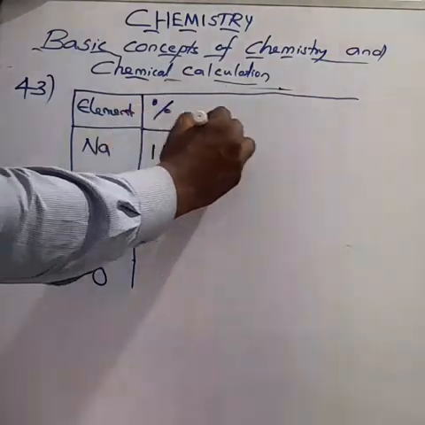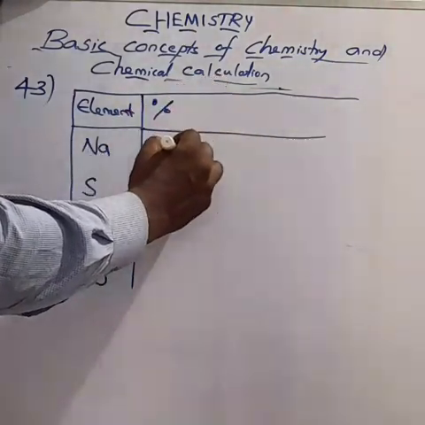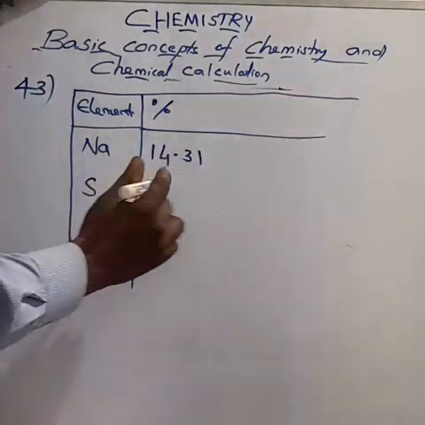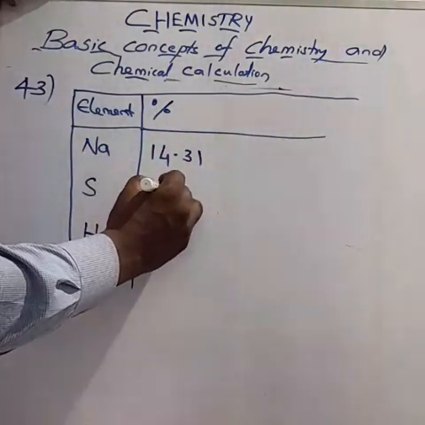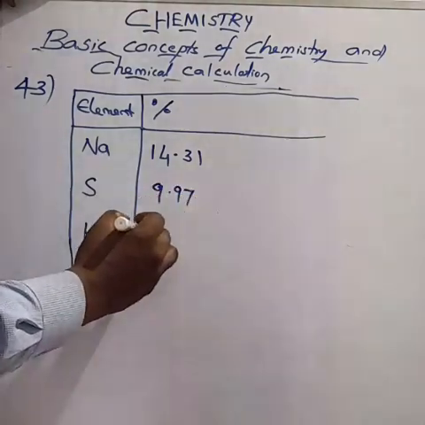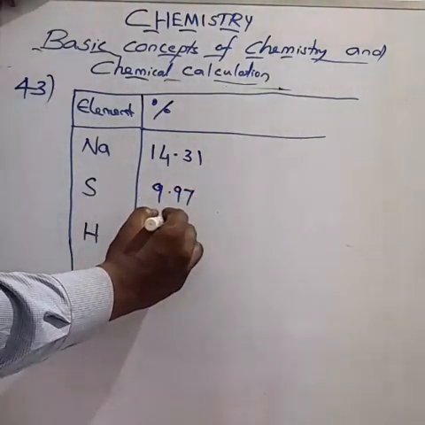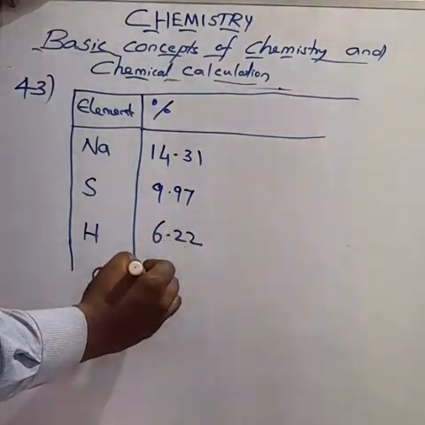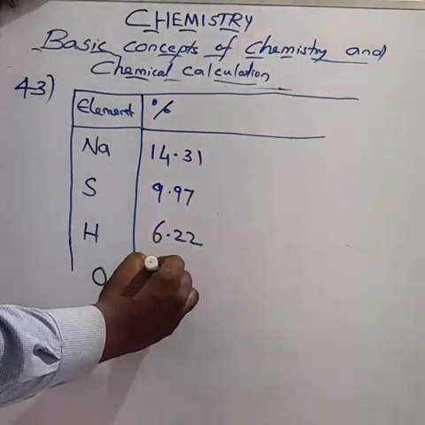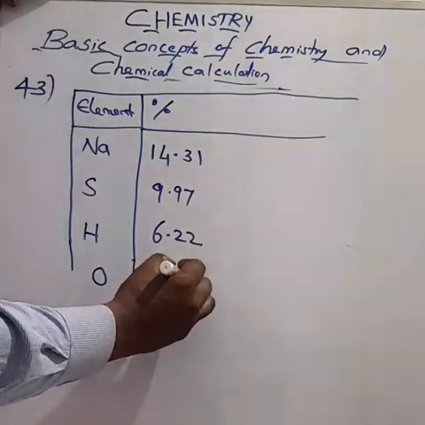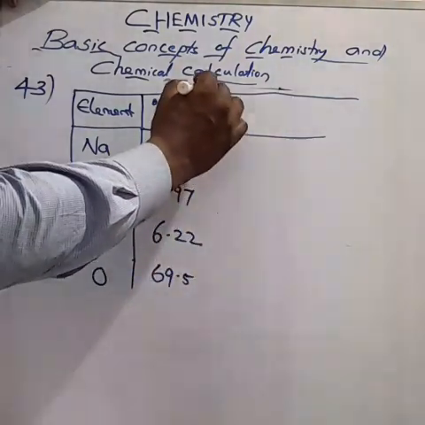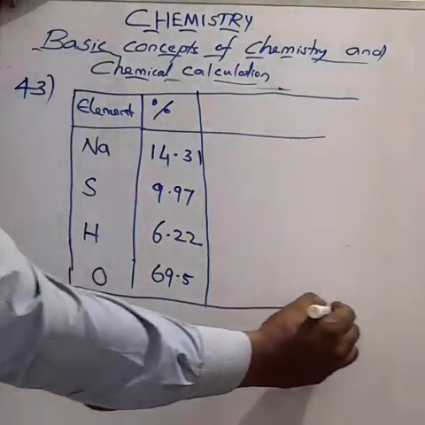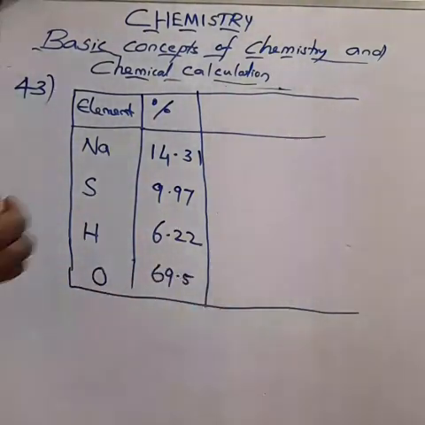What's the percentage of sodium? 14.31%. Sulfur percentage 9.97%. Hydrogen, what is the hydrogen percentage? 6.22%. What about the oxygen percentage? 69.5%. Okay, here we have to write next one tabular column.